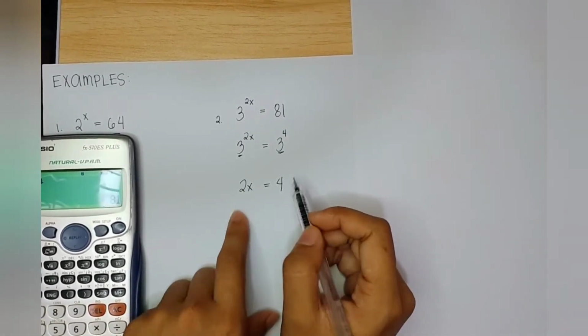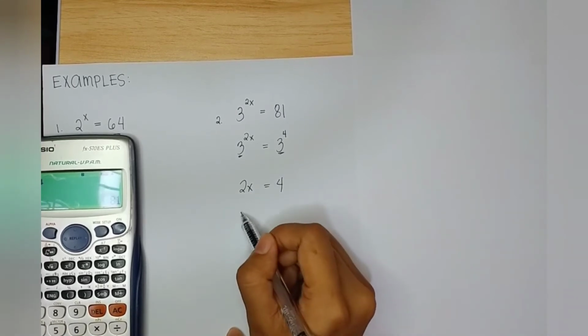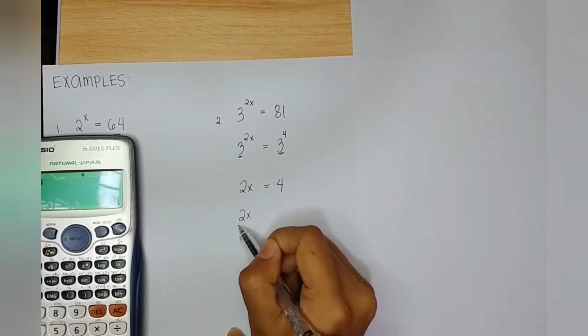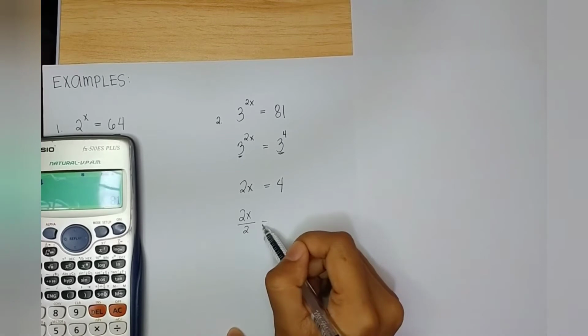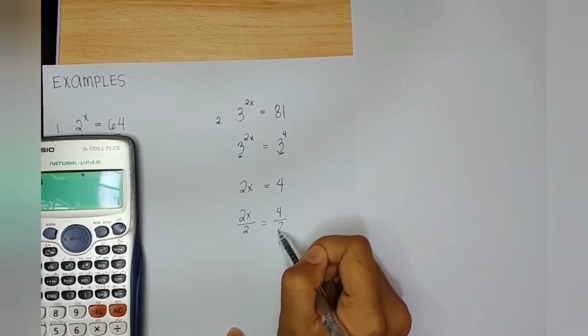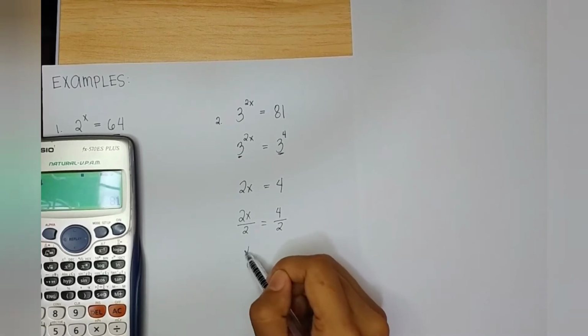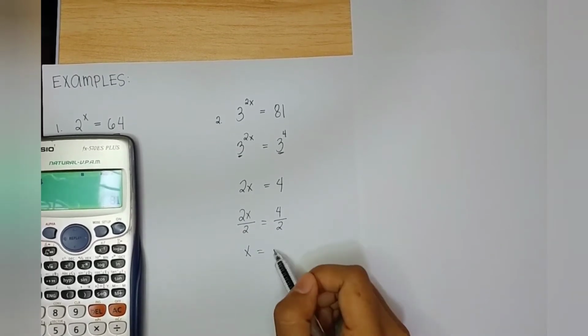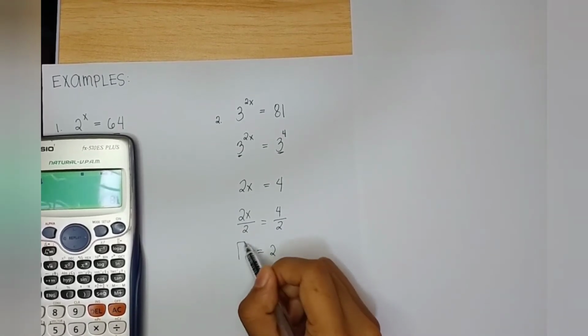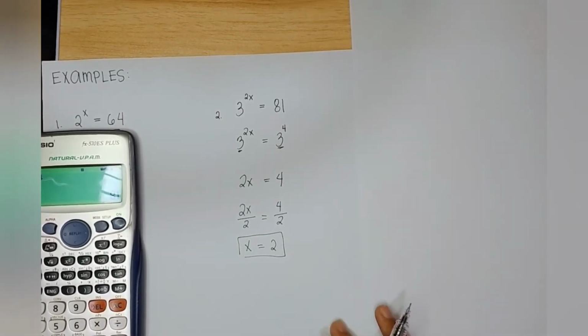So, to solve for x, divide natin both sides by 2. So 2x divided by 2 is equal to 4 divided by 2. So cancel out tong 2, this is equal to 1. So that is x is equal to 4 divided by 2. That is equal to 2. So ito yung value ng x natin.